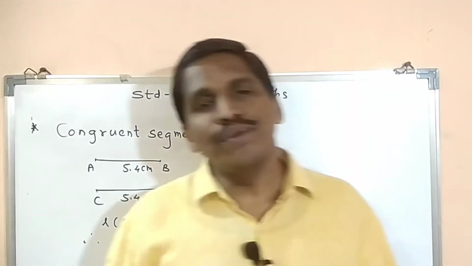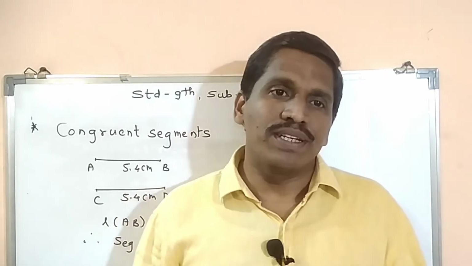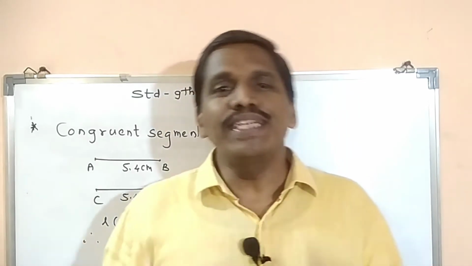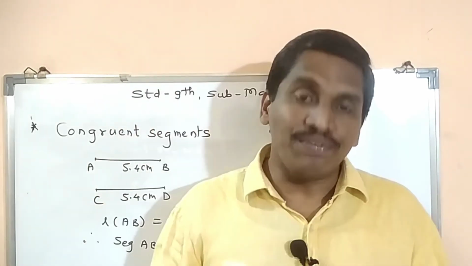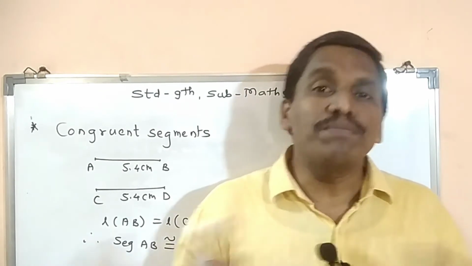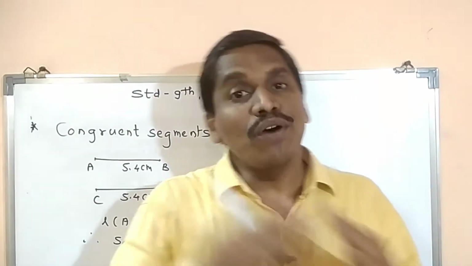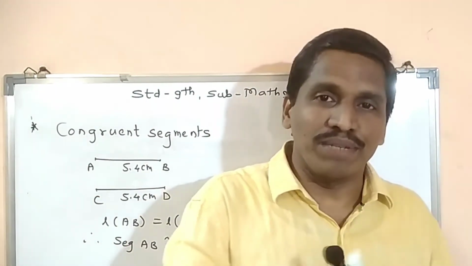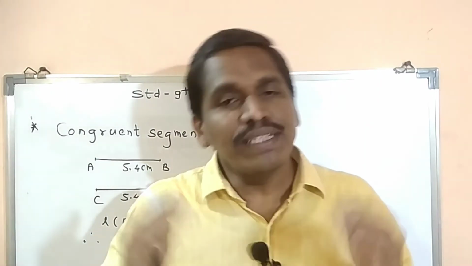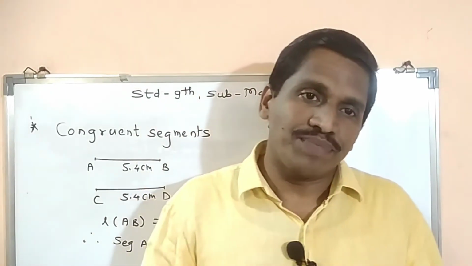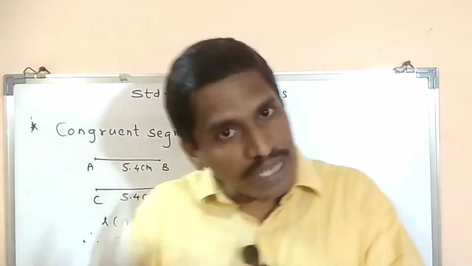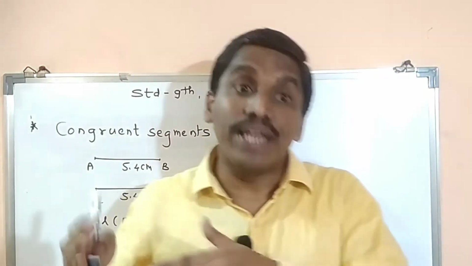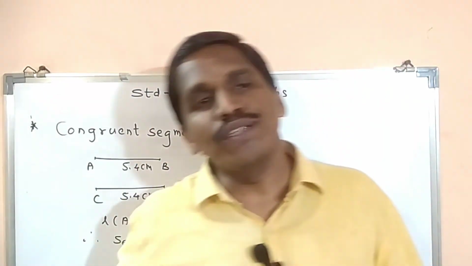Properties of congruent segments. The first one is reflexivity. Every segment is congruent to itself. This is called reflexivity. The second one is symmetry. When the first segment is congruent to second segment, then second segment is congruent to first segment. This is called symmetry. And the third one is transitivity. When the first segment is congruent to second segment and second segment is congruent to third segment, then first segment is congruent to third segment.